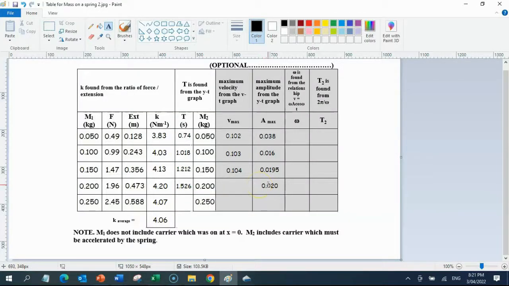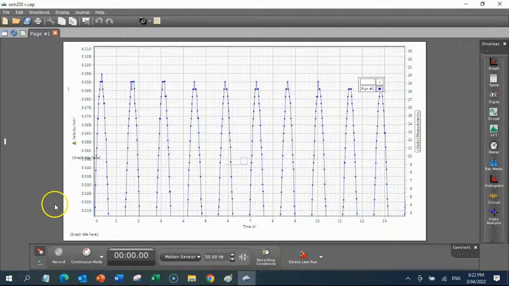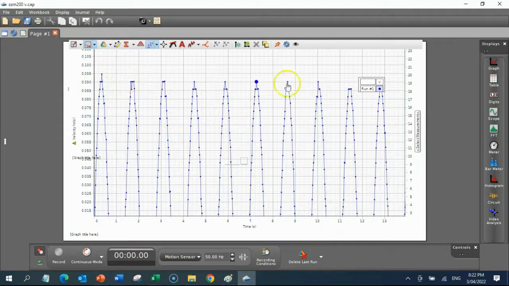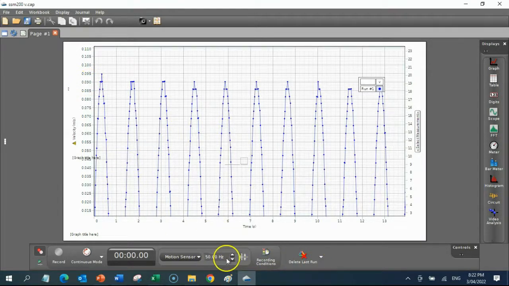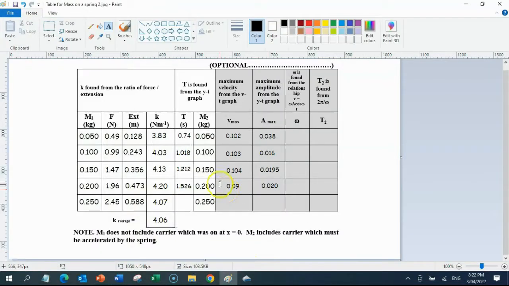So there it is, 0.02 for maximum amplitude, and now we go for the maximum velocity. So now having this stretched out graph for the velocity and having a look up here, we can see that perhaps our best number for this is 0.09 meters per second. So putting that in our table. So there it is, 0.09. I could add a 0 there for the maximum velocity for the 200 gram.